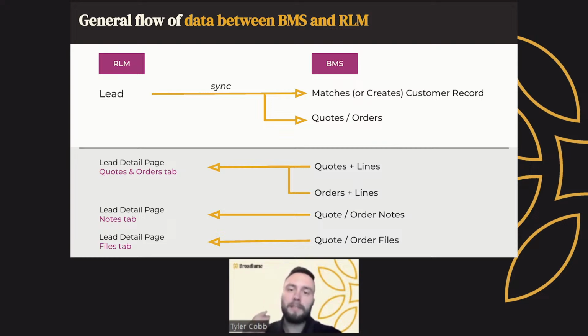So you're going to select individual quotes and orders. You can do multiple ones, but a quote and an order can only be linked to one lead. Those cannot be duplicated to different leads. Once those are synced, then the magic happens.